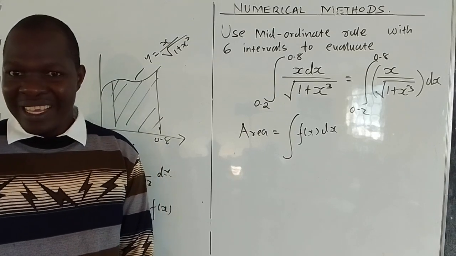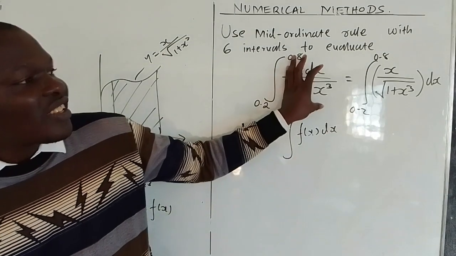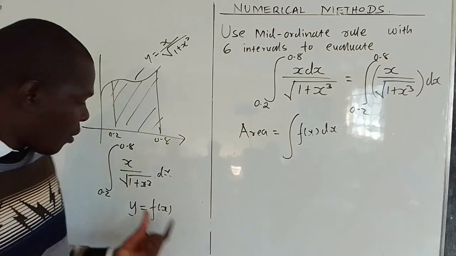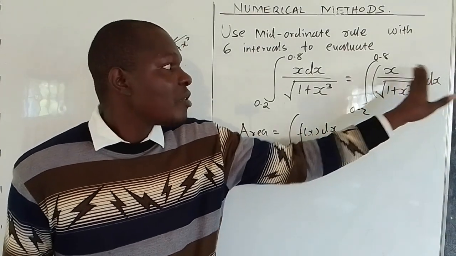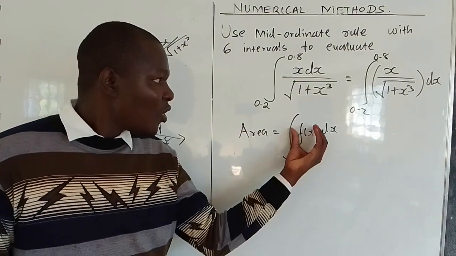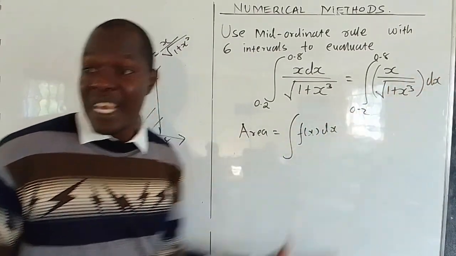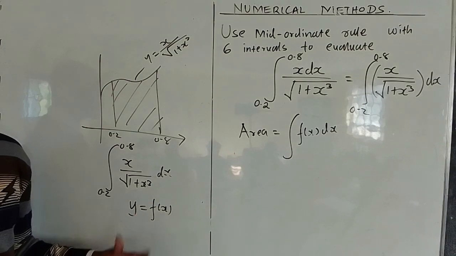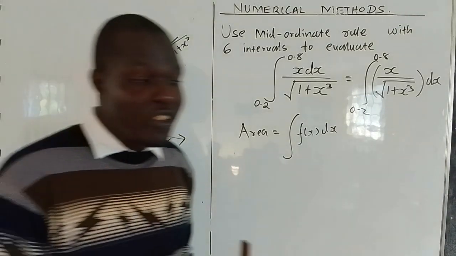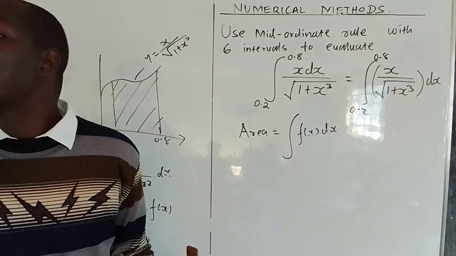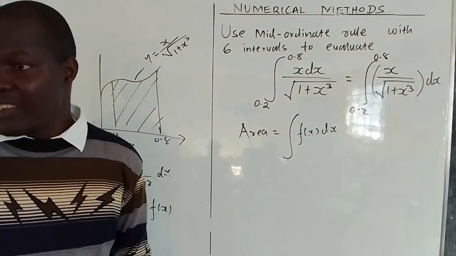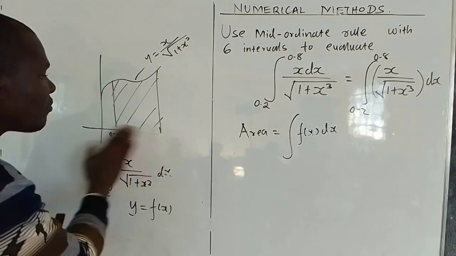Are we together? So it means the value inside here is always the y from here, because this is f of x. This part, the whole of this, is f of x dx, isn't it? So the whole of this is the f of x, and that f of x is the y. So anytime you are evaluating the area, whatever is inside the integral is the function, isn't it? So we demonstrated that.